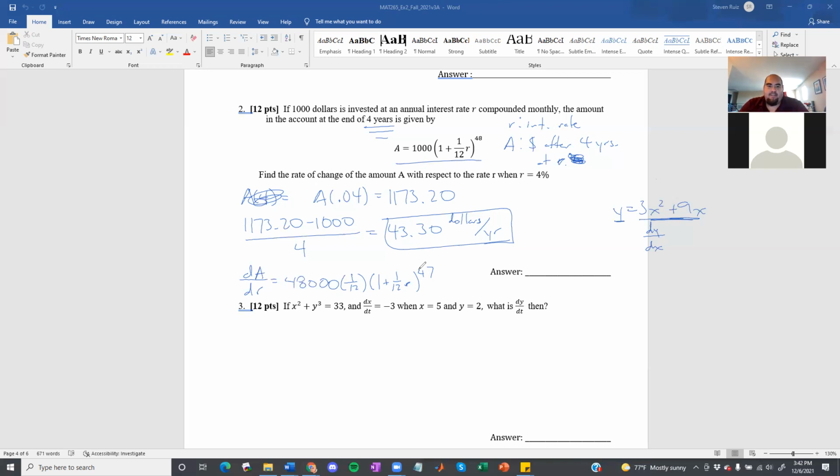So yeah, it was just a conceptual thing. I was just thinking of average rate of change instead of the instantaneous. Yep. Okay.